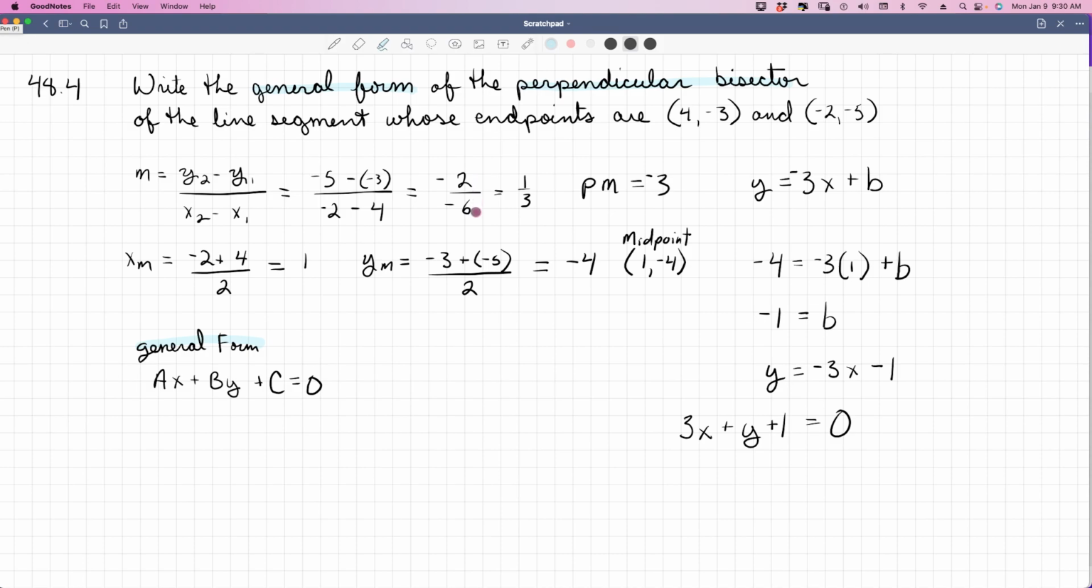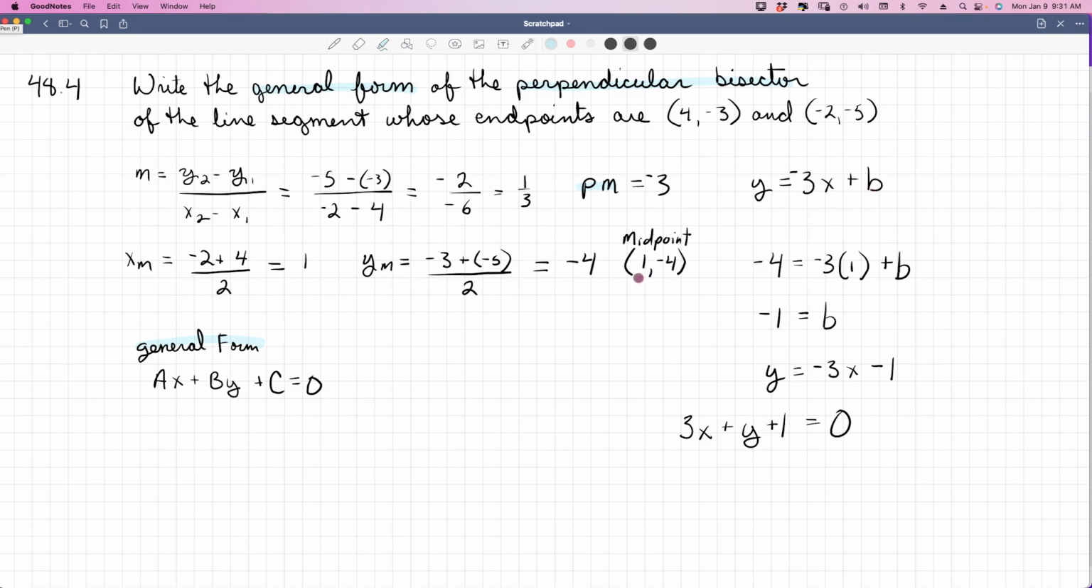We get -2 over -6, which gives us a positive 1/3. So that means our perpendicular slope is going to be -3 because it is the reciprocal fraction, 3 over 1, and the opposite sign. So that'd be a negative instead of a positive. So our equation of the line for the perpendicular bisector, or a perpendicular line, is going to be y equals -3x plus b.